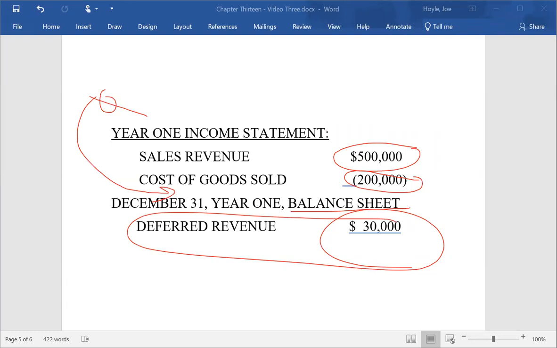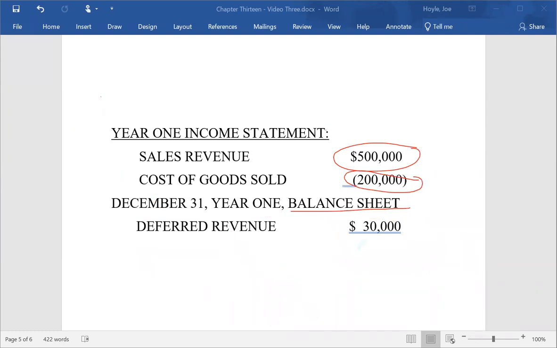What's going to happen to this deferred revenue? It's going to move into a revenue account when the work is done, and the work is done when you cover the televisions or fix the televisions in year number two. So that's your reporting for year one.